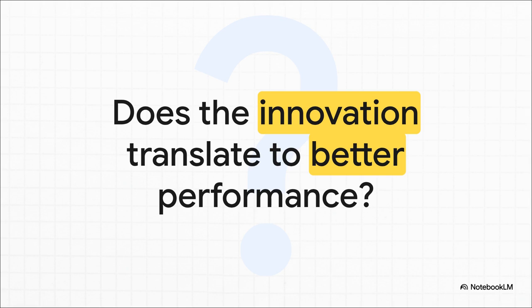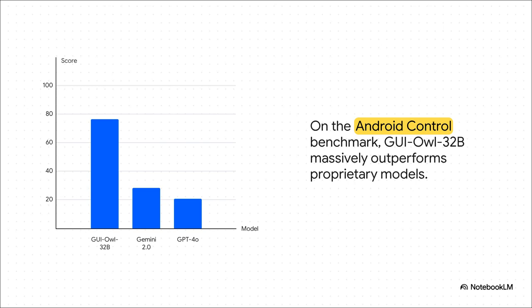Let's find out. First, let's look at the Android Control Benchmark. This tests how well the AI handles everyday tasks on a smartphone. GUI-Owl scores a whopping 76.6. Now get this, for comparison, Gemini 2.0 is down at 28.5 and GPT-4o just 20.8. That's not just a lead, that's a massive performance gap.